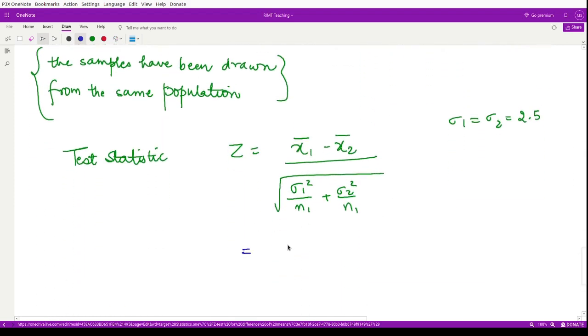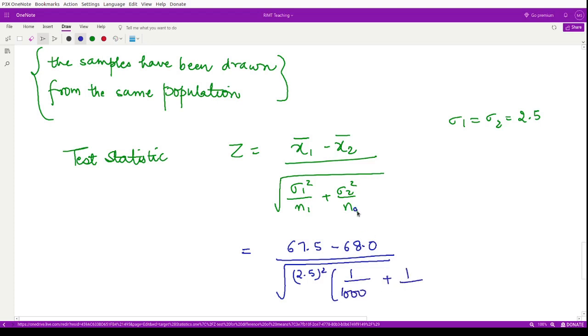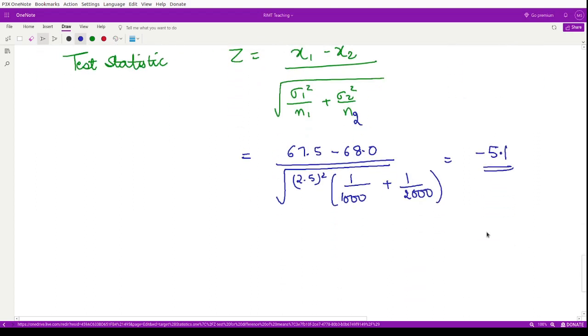So you may compute the value of Z. It would be 67.5 minus 68.0 divided by square root of, with sigma 1 equal to sigma 2 equal to 2.5, 2.5 whole square, and then you have 1 divided by n1, which is 1000, plus 1 divided by n2, which is 2000. So it would be equal to minus 5.1 when you completely solve this. So this is our Z calculated value.